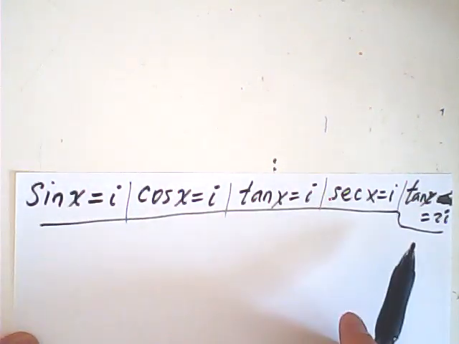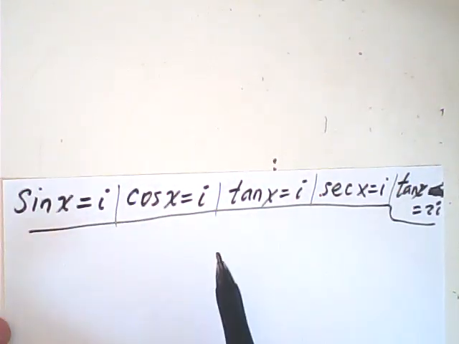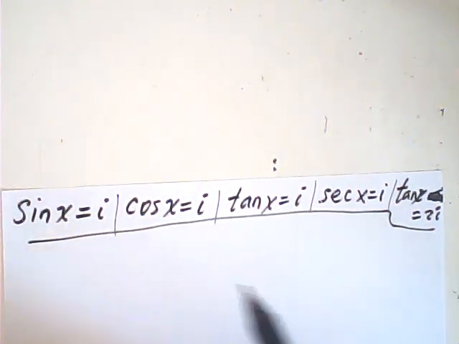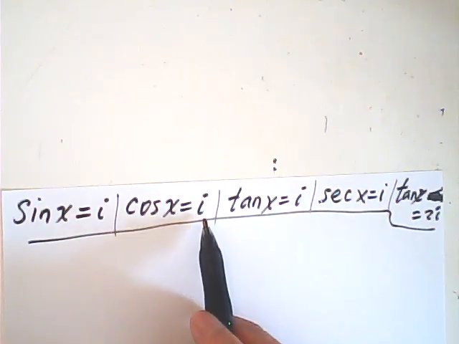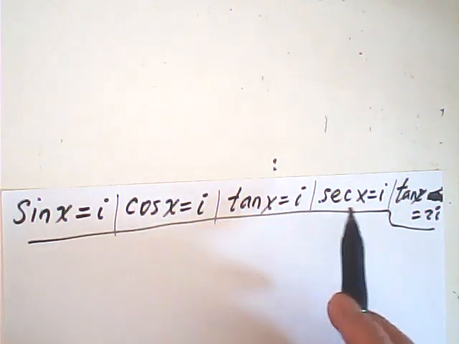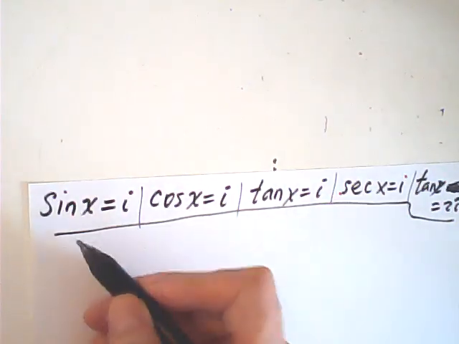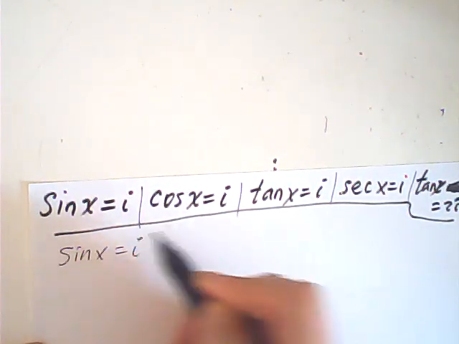Now let me discuss these equations, and through the discussions, we can have a general idea how to deal with these type of equations: sine x equal to i, cosine x equal to i, tangent x equal to i, secant x equal to i, tangent x equal to 2i. Now, let's start with sine x equal to i.